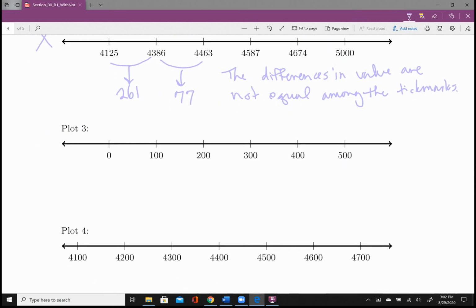Plot 3, how are you looking? Well, you range from 0 to 500. Yikes. The smallest data point was $4,125, so none of the data points will be able to be graphed on this number line. So I'll state something to that effect. None of the data points can be graphed on this number line.